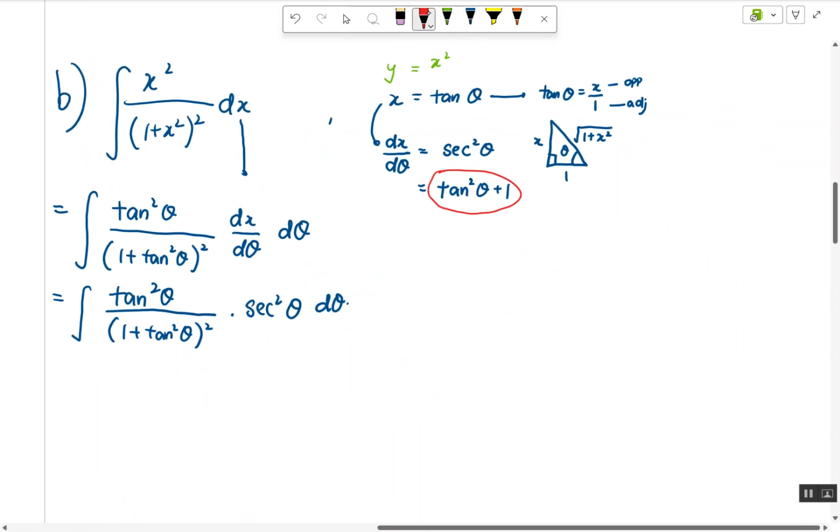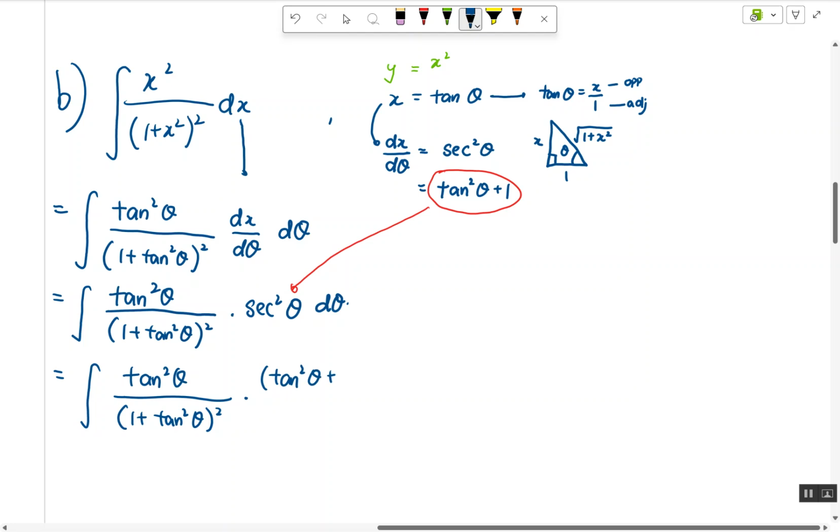That is why I would ask you to think of this, because if you cannot think of this, you cannot cancel away. This is the integral of tangent square theta, just keep it, over (1 plus tangent square theta) square times (tangent square theta plus 1) d theta. Can you cancel this and cancel this? Yes. Cancel this, cancel this. Okay, what am I going to get?